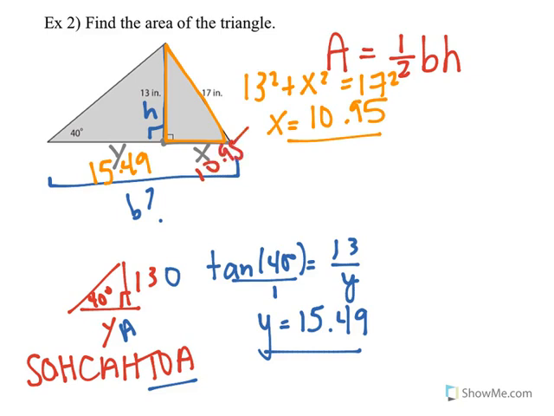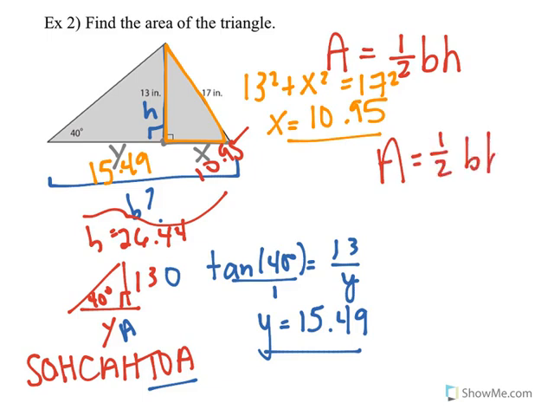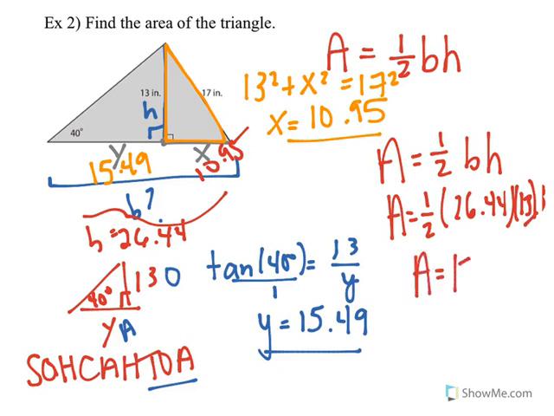So that's going to make our entire base 26.44. So that is our base. Our height is 13. So area is equal to 1/2 base times height. Area is equal to 1/2 times the base, 26.44, times our height, which is 13. It's getting a little cut off there. Let's see. There we go, times 13. So our area is going to be equal to 171.86 inches squared.